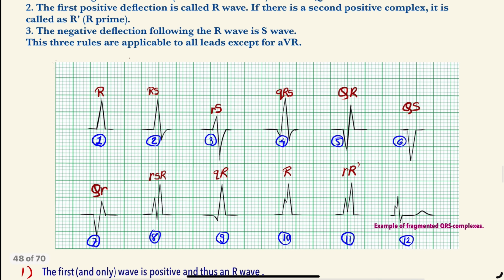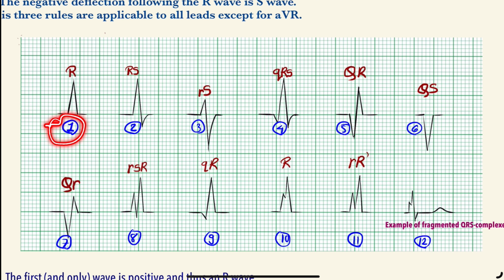Now let's look at the examples. In the first example, there is only one wave and there is not any negative or positive deflection before or after it. So we will name it R wave. In the second example, a positive deflection is followed by a small negative deflection. So we will name it RS complex. The third example shows a minor positive deflection followed by a larger negative deflection. So we will name it RS complex.